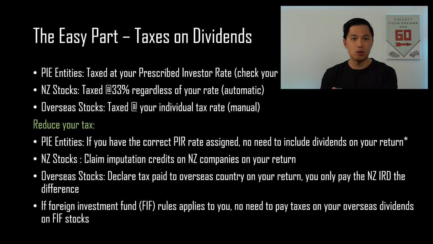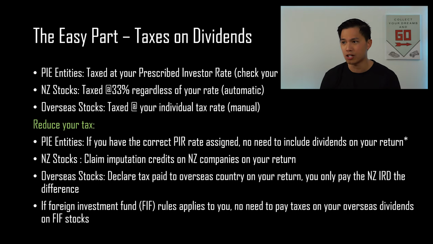So if you have a personal income tax rate of lower than 28%, then you might be able to actually claim back some imputation credits. But if you have a tax rate more than 28%, then it makes more sense not to declare that because it is a final tax after all, and you don't have to include that on your return.